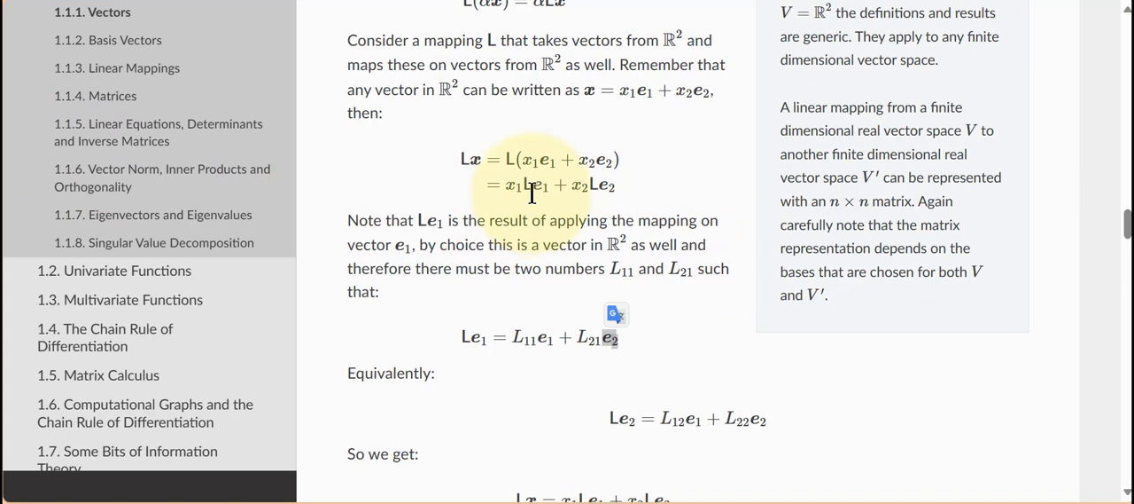Now don't be confused, because L of E1 is not E1. So you might think, oh, of course it can be written as a linear combination of E1 and E2, it's just E1. No, that's not true. But it is a vector in R2, and so it can be written as some linear combination of E1 and E2. And these are just strange names for some constants. They're going to give them those names because it'll be useful in a minute. But anyway, they're just some constants.